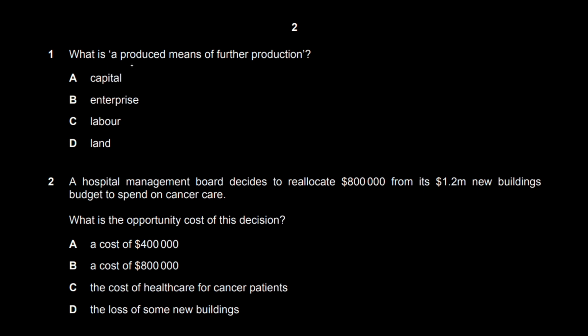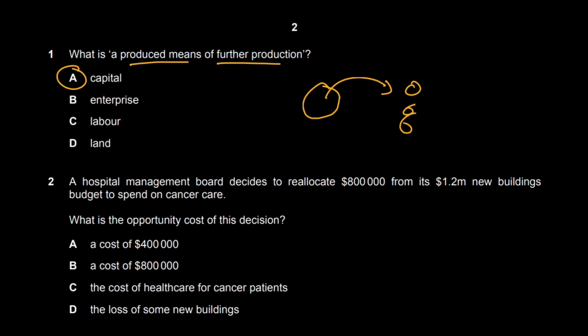Whenever we are talking about produced means of further production, we mean something that is created and then is used to make more goods. Okay, so we have capital, exactly, because capital refers to the man-made equipment or machinery, buildings that are used in further production. Hence, A is the answer.